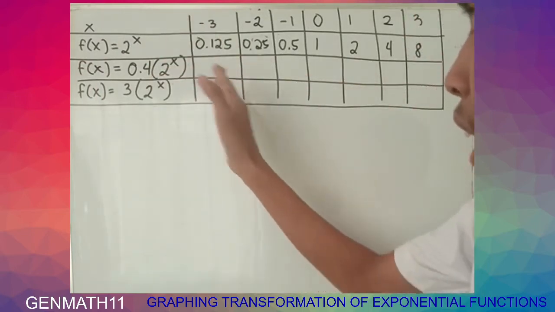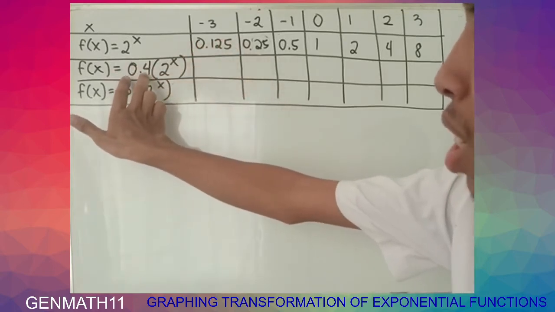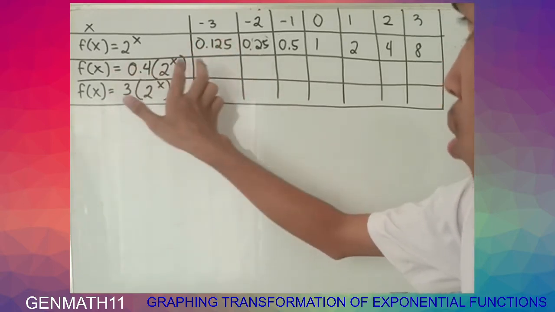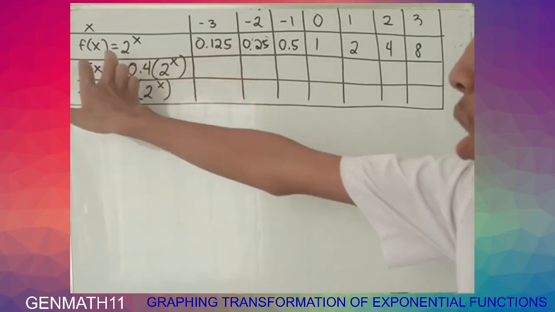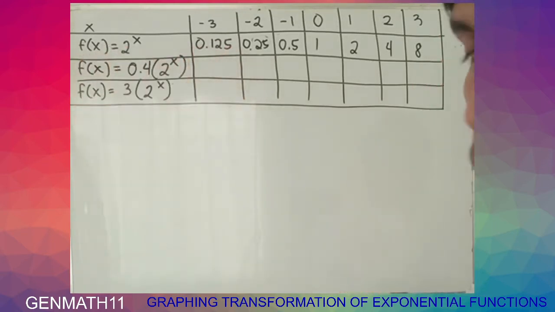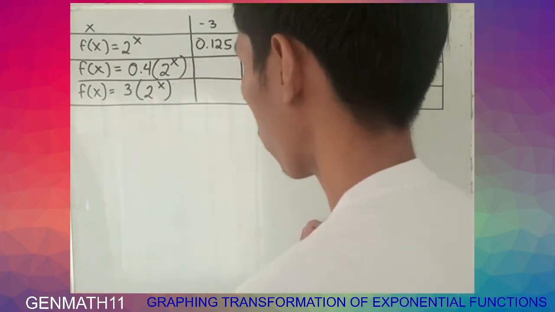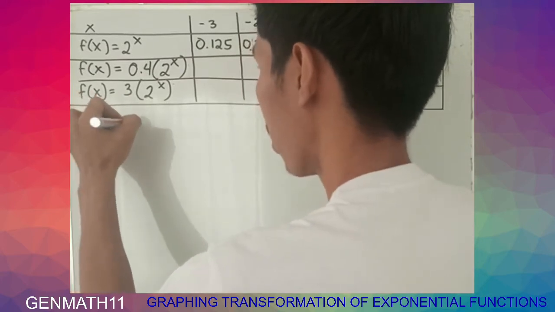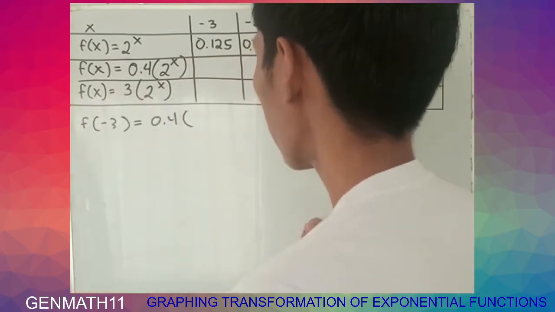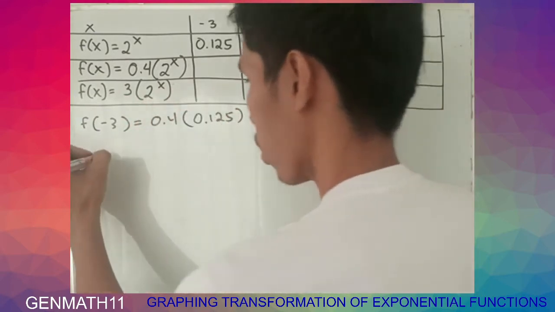So, sa case natin, ang gagawin na lang natin is, yung value ng a natin, ito yung a natin, si 0.4 at saka si 3. Itatimes na lang natin dito sa sagot natin kanina, dito sa y natin, dito sa f of x equals to 2 raised to x power natin. So, dito sa first value, kapag negative 3, 0.4 times 0.125. So, solve natin.